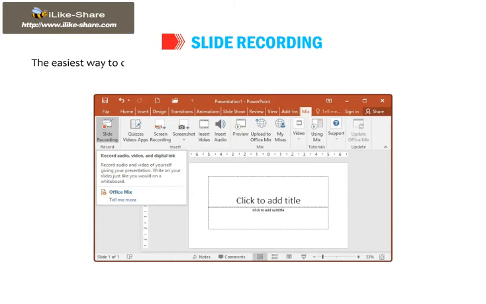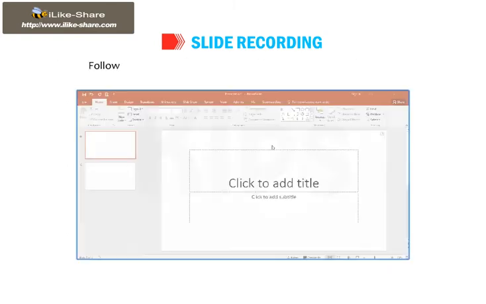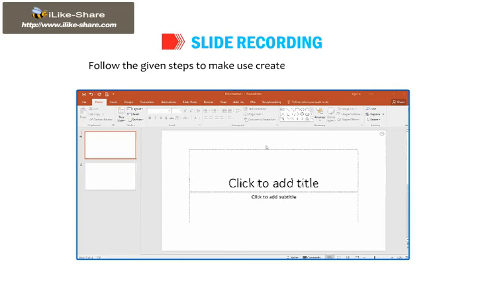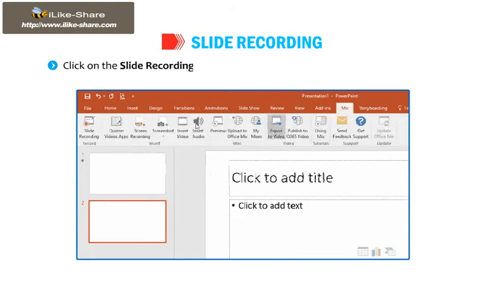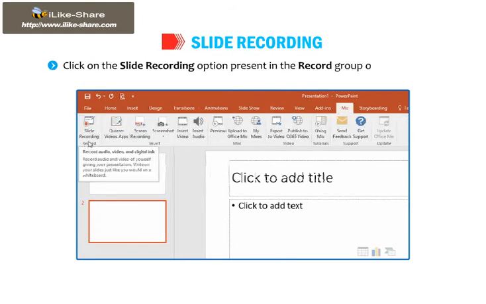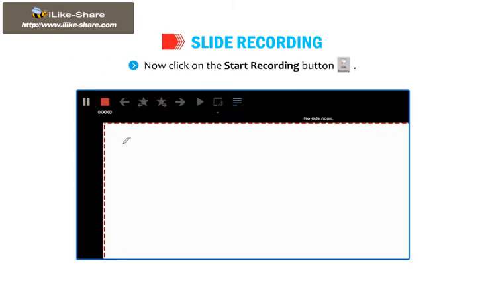The easiest way to create a slide recording is to create a PowerPoint presentation first and then record on top of your existing slides. Follow the given steps to make use Create Slide Recording option. Select the slide where you want to begin the slide recording. Click on the slide recording option present in the Record group on the Mix tab. Now click on the Start Recording button.